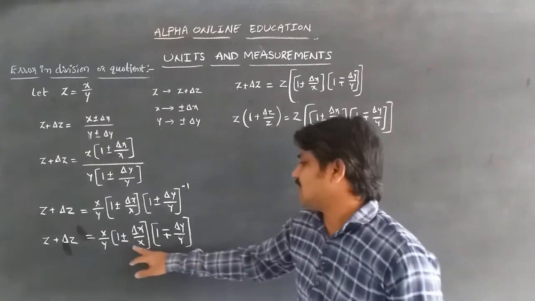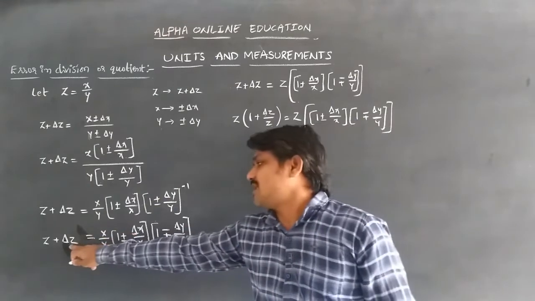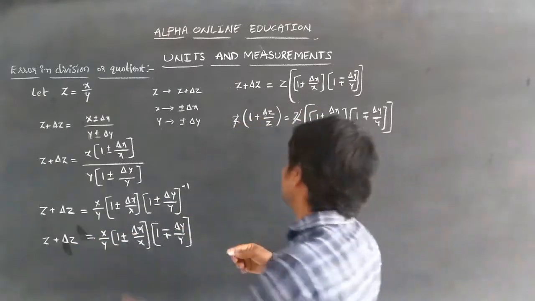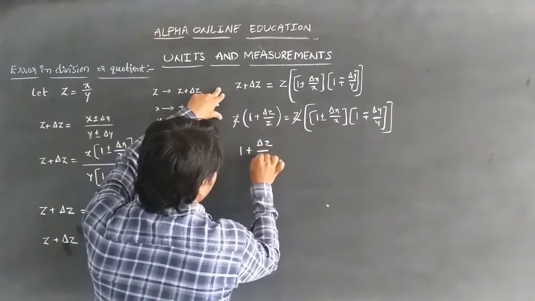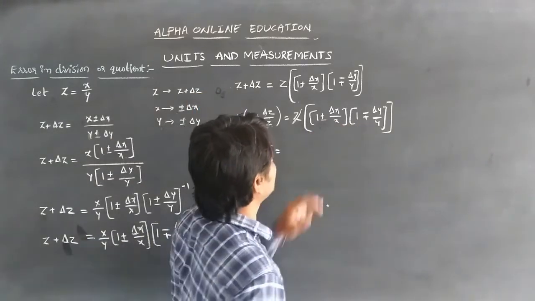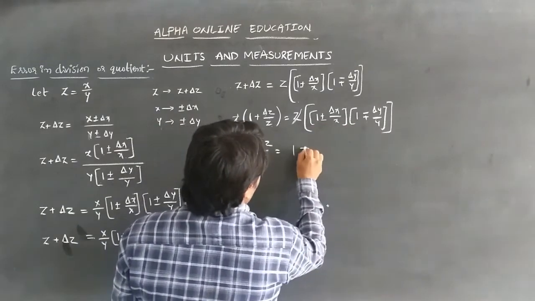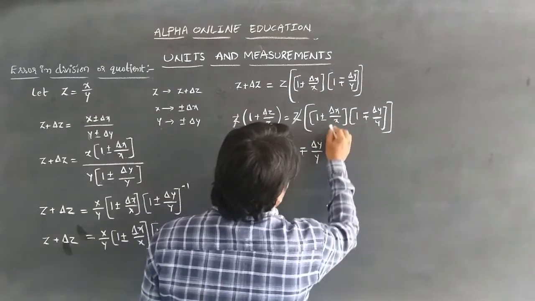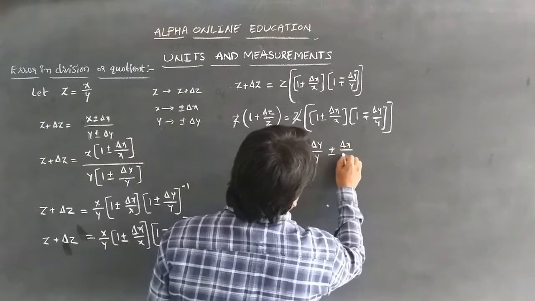From this equation we are multiplying both equations. Before that, z is taken outside from z plus delta z, then we get the same, z gets cancelled, and we get 1 plus delta z by z, which is equal to, if we multiply both, 1 into 1 is 1, and minus or plus delta y by y, and plus or minus delta x by x, into 1 plus or minus delta x by x.